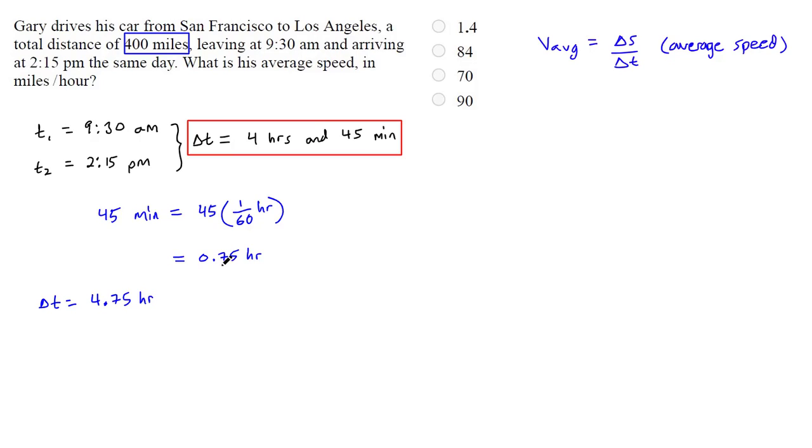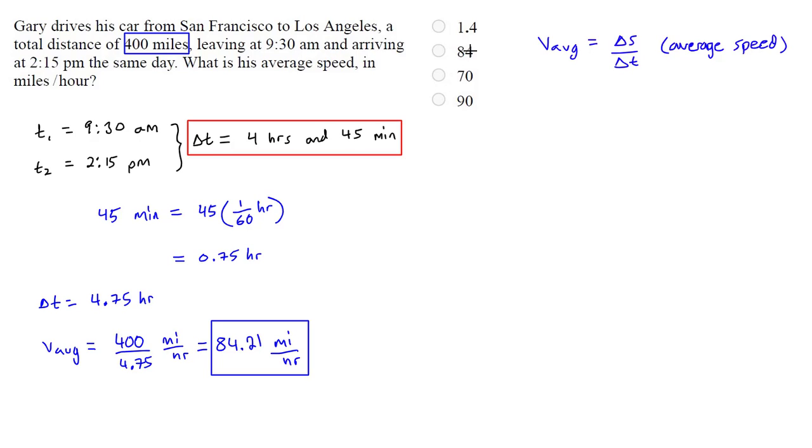4.75 hours. So since we have the change in time now, we can just calculate our average speed as 400 miles divided by 4.75 hours. So that means our V average is just 400 divided by 4.75, and the units will be in miles per hour. And this comes out to be 84.21 miles per hour. So our closest choice here would be the second choice, 84.